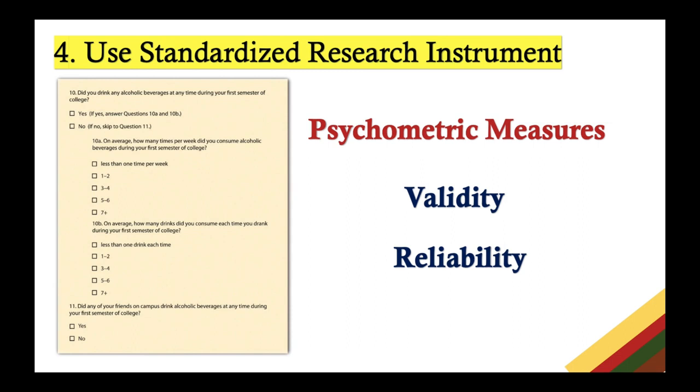Number 4, quantitative research uses a standardized research instrument. So what do we mean by this? This means that the psychometric measures, both the validity and reliability of this instrument, must be established before it will be used to gather the data.